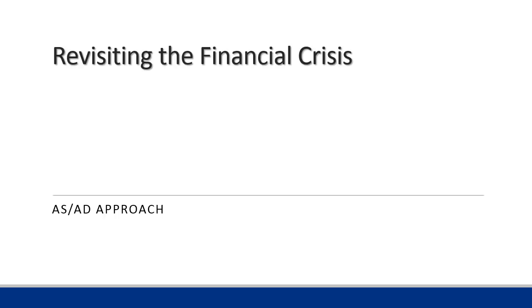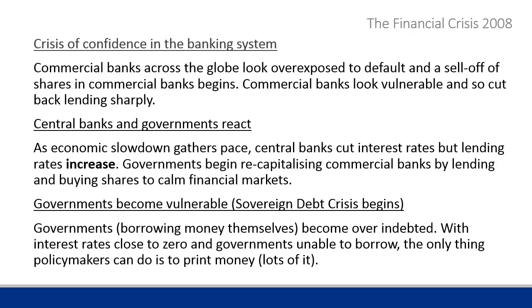Now we're going to revisit the financial crisis using the aggregate supply, aggregate demand model. So let's begin with some history of the lead up to the financial crisis. Around 2008, commercial banks across the globe look undercapitalized. In other words, they look at risk of severe default, when it's realized that they hold lots of toxic assets. So the commercial banks react by trying to recapitalize. In other words, they cut back lending sharply in a bid to rebuild their balance sheets.